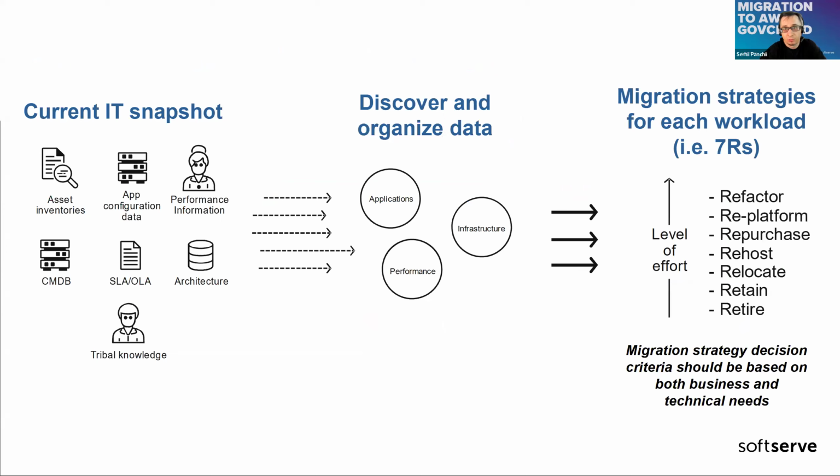There are 7 core migration strategies: refactor, rehost, replatform, relocate, retain, retire. Which path you choose depends on regulatory requirements, engineering capacity, and business goals. You must analyze performance, dependencies, SLAs, and knowledge before deciding. And definitely, the level of effort is different for each migration strategy and can affect the project timelines and the final deadline for migration.